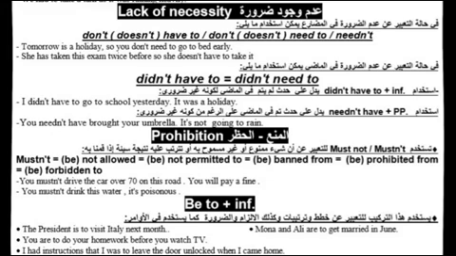Have to, or don't or doesn't need to, or in the negative form as needn't. Needn't. For example, tomorrow is a holiday, so you don't need to go to bed early. The second example, she has taken this exam twice before, so she doesn't have to take it.